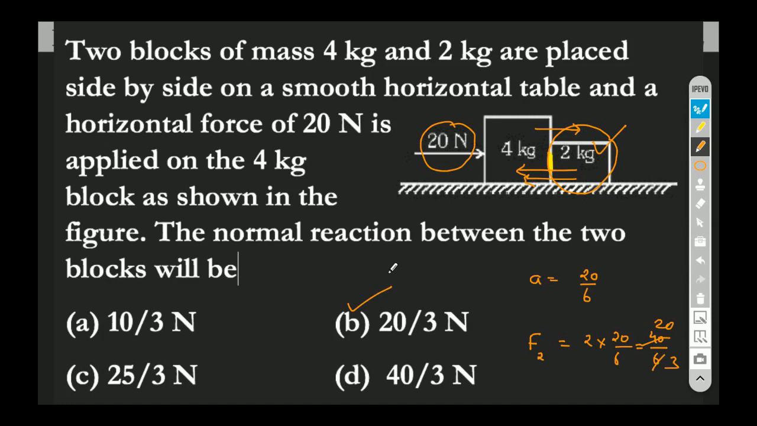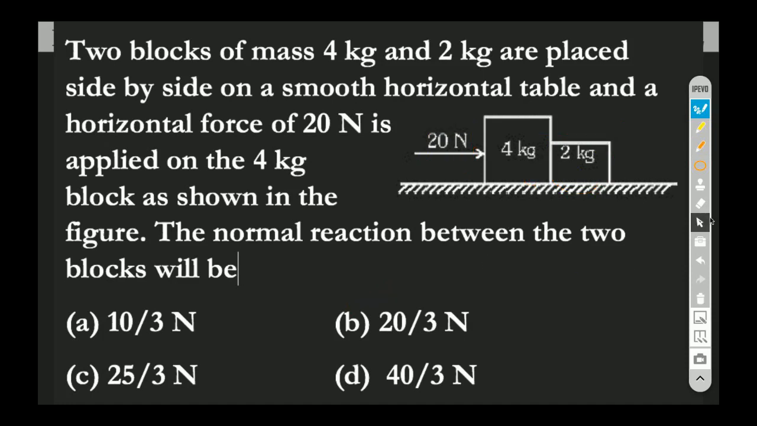Sir, how did you get acceleration as 20 by 6? Total force upon total mass. Oh yes, sir. But then won't the total force exerted on 2 kg be more than 20 newtons, sir? Because it has to exert 2 kg. How come, beta? 20 newton is the supply. 4 kg will use some part, the remaining part will go to 2 kg. Yes, sir. Okay.